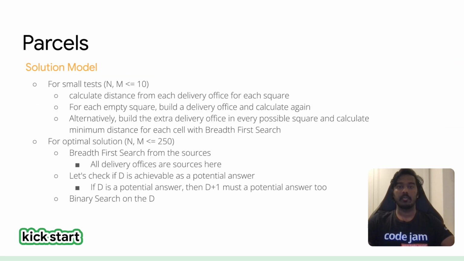Let's talk about the solution, shall we? For a small test, the dimension of the grid can be at most 10, while for the larger test, it can be at most 250.